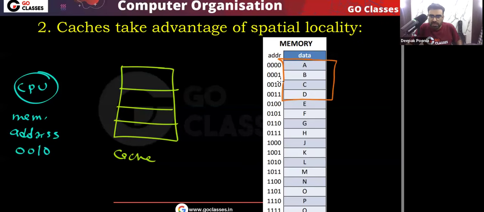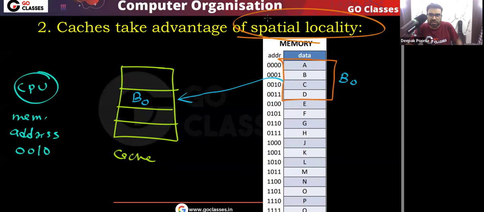Remember, this block of data we can fetch from main memory to the cache memory, and let's call it block 0. This block 0 we can put in the cache memory. By fetching a block of data from main memory to the cache memory, the cache is taking the advantage of spatial locality, because by the spatial locality property, if CPU is accessing this 0010 address right now, then very soon in the near future CPU will access the nearby addresses.